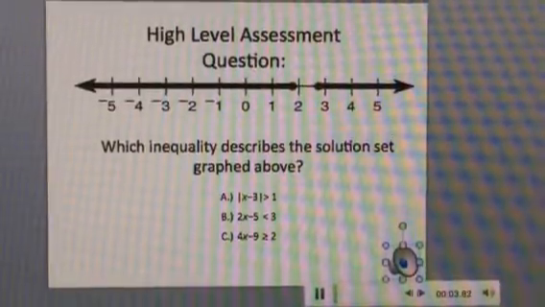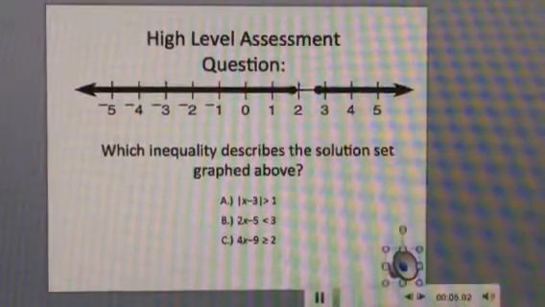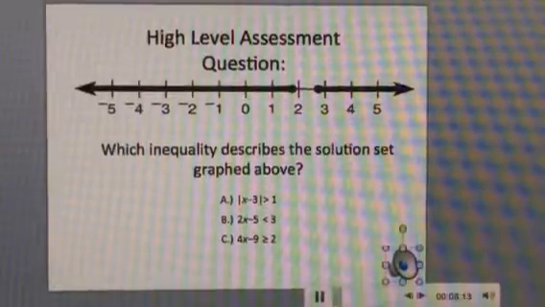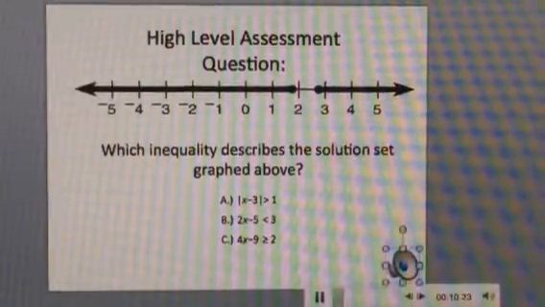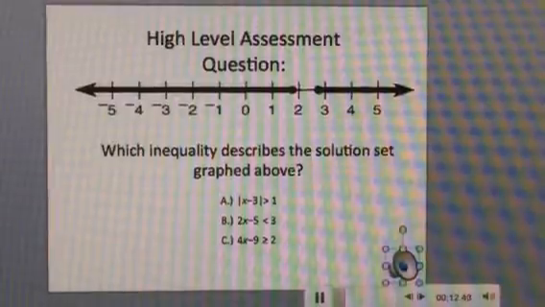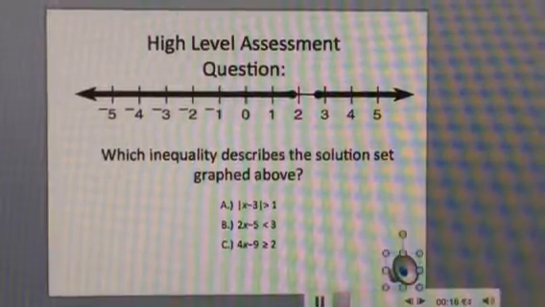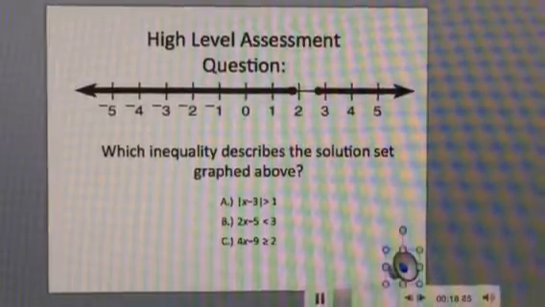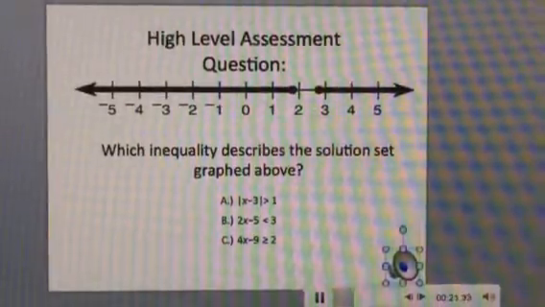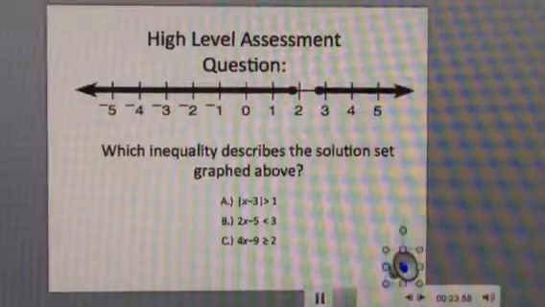Next, a high-level assessment question. Which inequality describes the solution set graphed above? You start at answer choice A, and you add 3 to both sides to get x by itself, and you get x is greater than 4. Since that is not a solution graphed on the graph, you can just assume that you don't need to find a solution because the first one isn't correct.